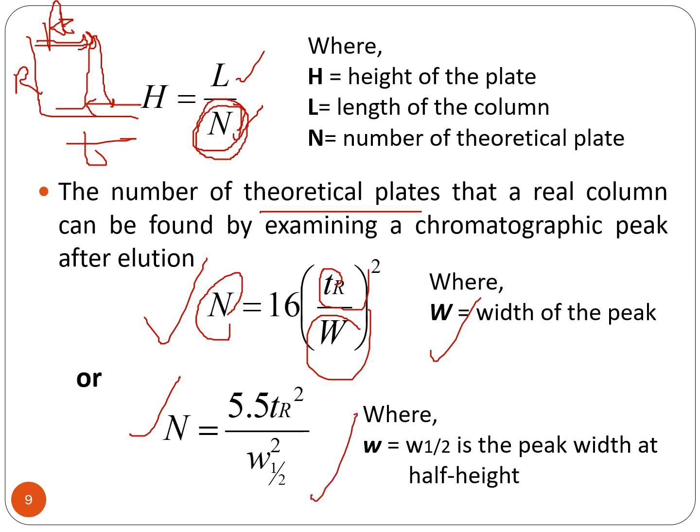Okay, so formula ni sama sahaja, beza dia width of the peak ni adalah half, peak width at half height. Okay, so kita kena kira the height of the peak and then kita bahagi 2.